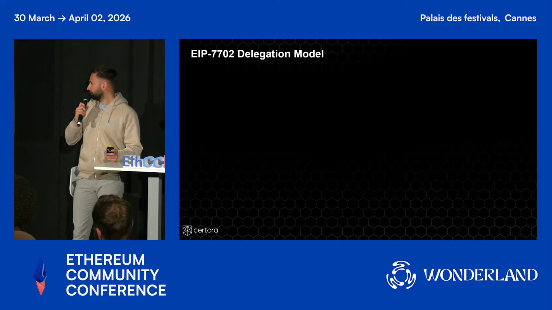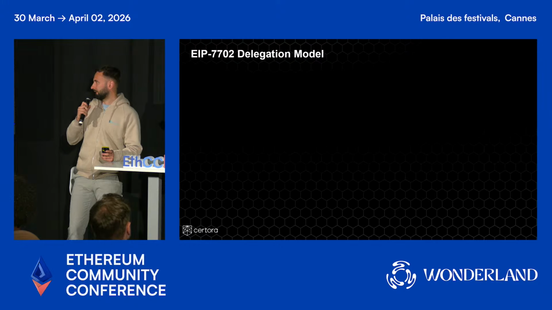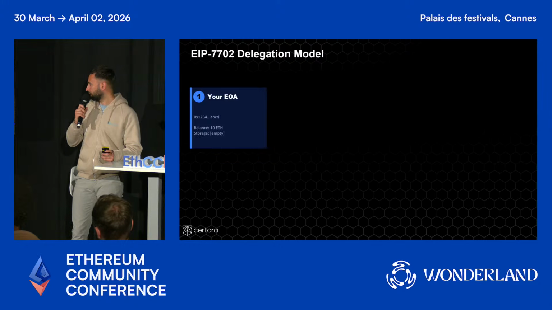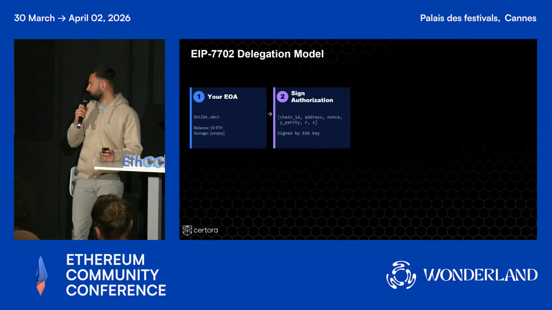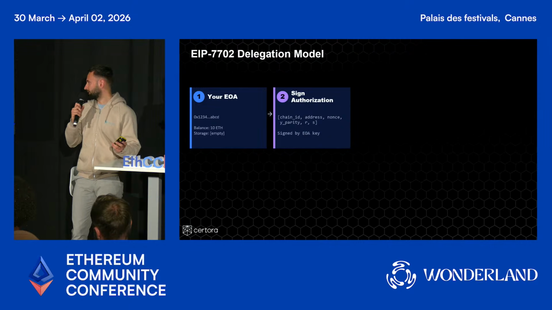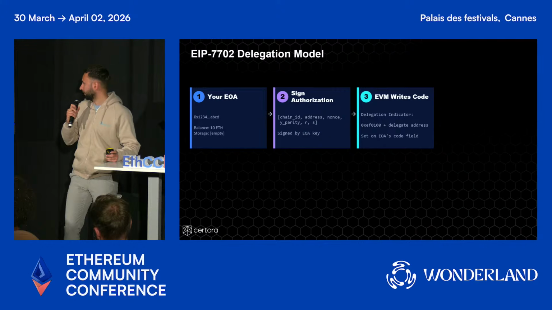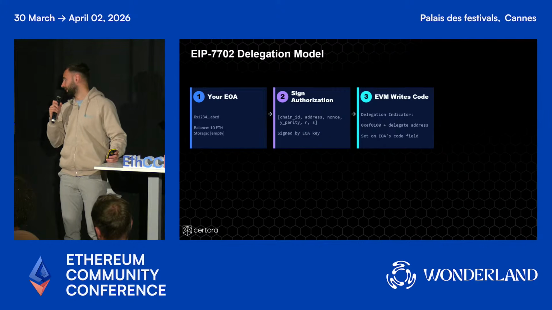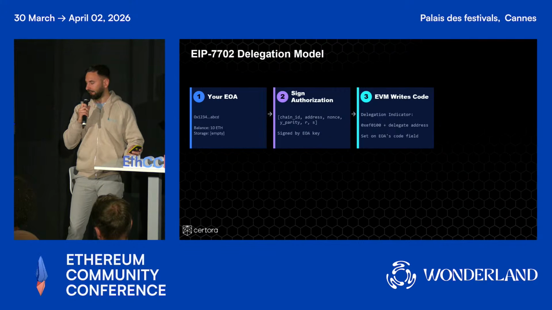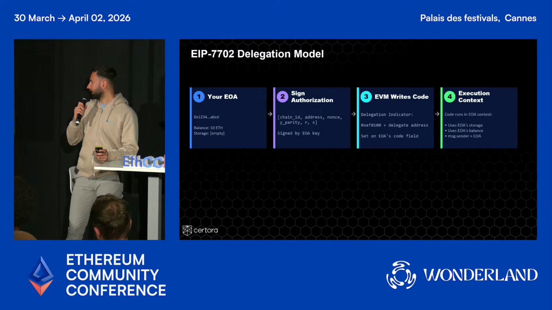About 7702, the architecture is simpler, but the implications are more profound. You have your EOA, you sign an authorization tuple containing chain ID, address, nonce, and signature, and then the EVM will write a special code to your EOA, which is 0xEF0100 plus the delegate address. And then when your EOA is triggered, the code will run in your EOA context using your storage and your balance.